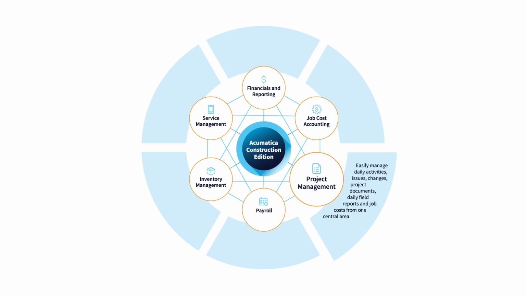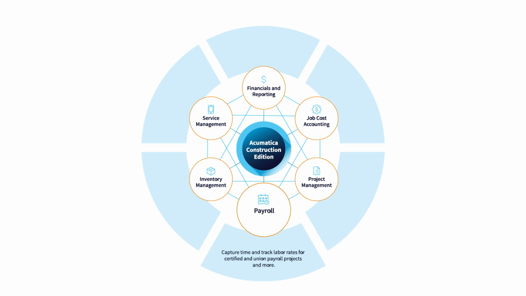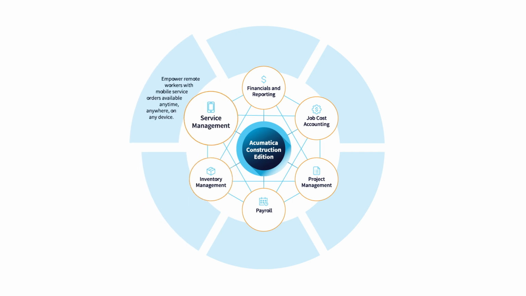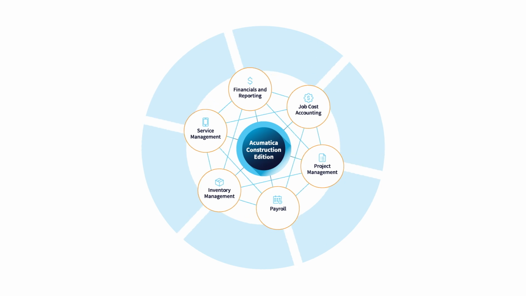Manage daily job site activities, issues, changes, documents, and job costs from one central area. Capture time from the field and track labor rates for certified and union payroll. Drop ship inventory directly to the job site. Track inventory in warehouses and service vehicles, and empower users to update service schedules and track travel time. Give field teams access to equipment warranty information from anywhere.